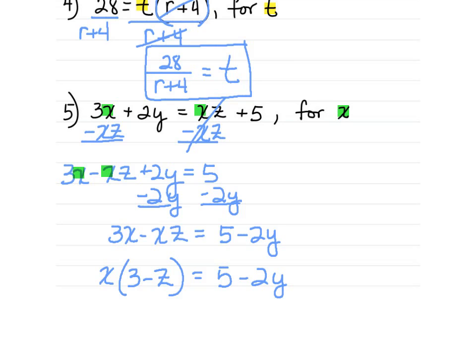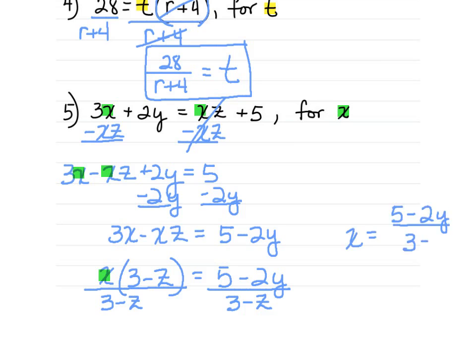All right, now just recall the goal. The goal each time needs to be remembered. We want to isolate x. So what we need to do is divide by 3 minus z. So x equals, oh, let me write it here because I don't have room there. x equals 5 minus 2y over 3 minus z. And that would be your solution.